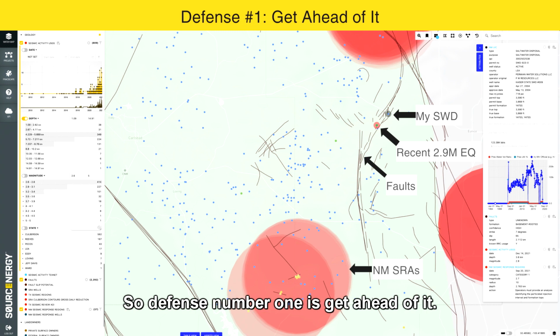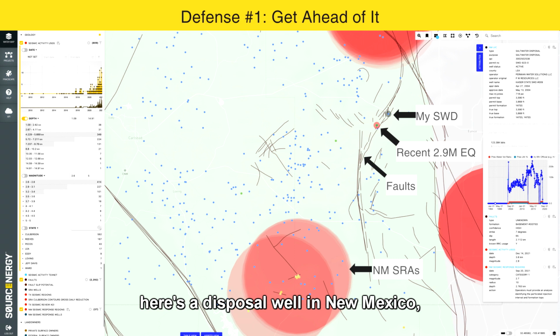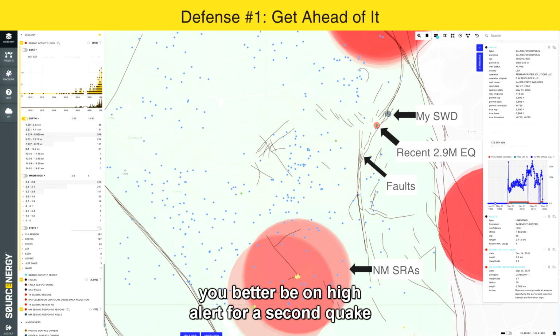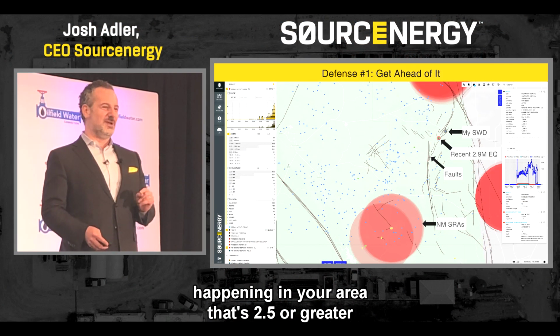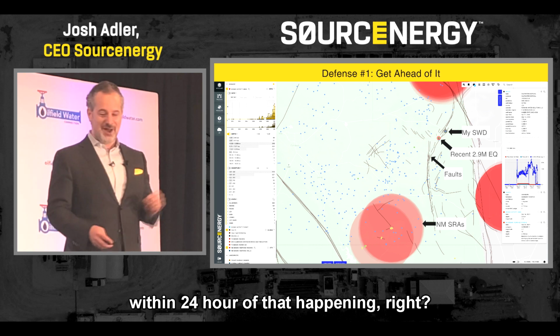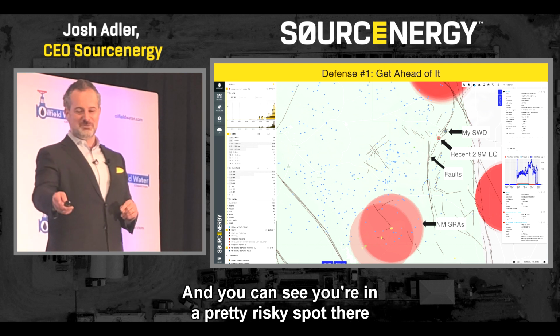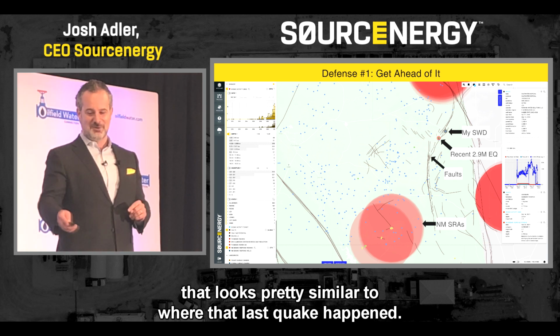So defense number 1 is get ahead of it. Look at the situation that I've got on the map right now. Here's a disposal well in New Mexico that's had one 2.9 magnitude quake within 10 miles, but not a second one. If you own that disposal, you better be on high alert for a second quake happening in your area that's 2.5 or greater, because you have to report in to the OCD within 24 hours of that happening, right? And you can see you're in a pretty risky spot there because you're sitting right on a fault line that looks pretty similar to where that last quake happened.